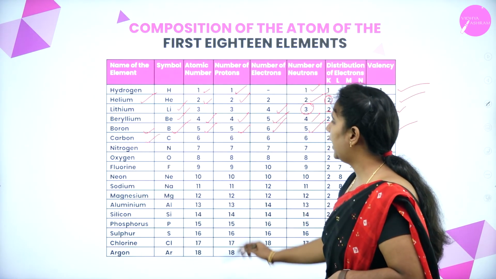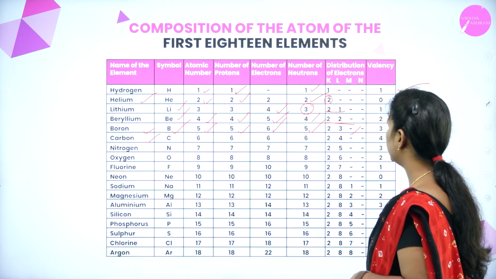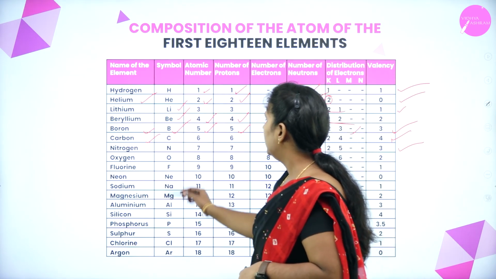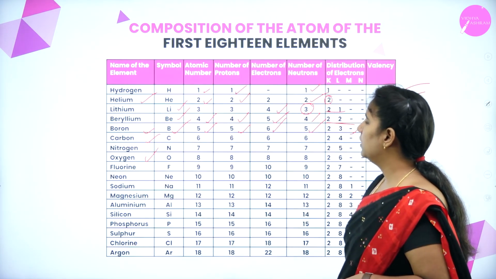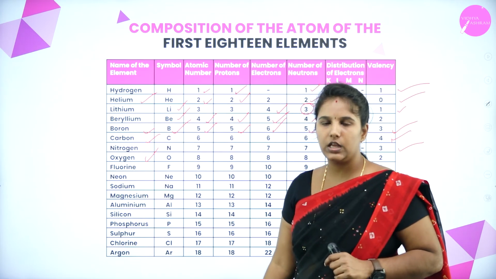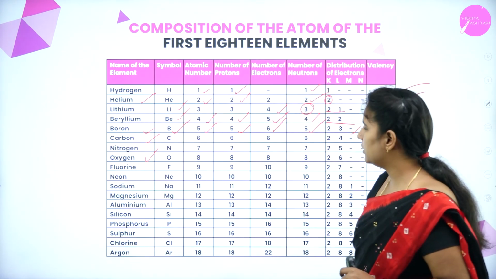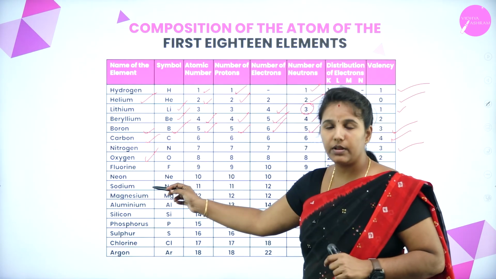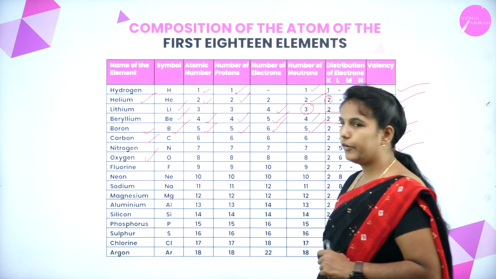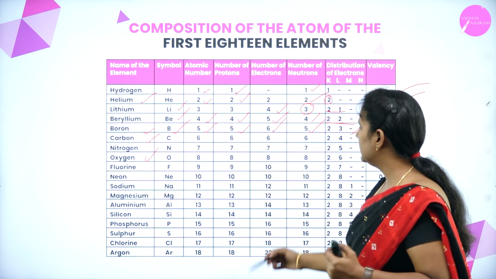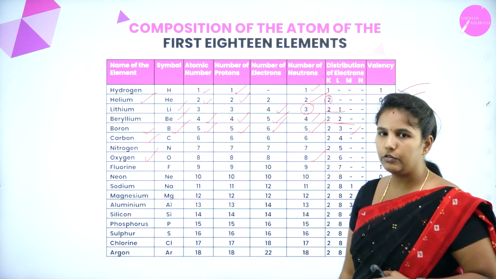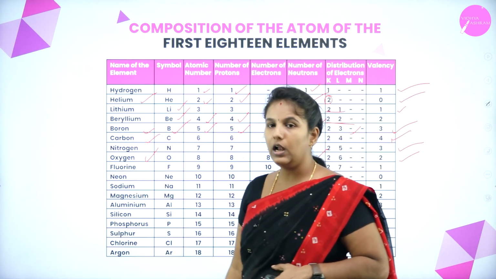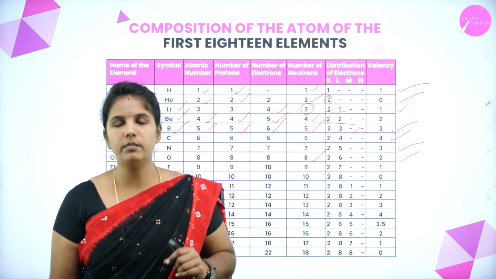Coming to carbon and nitrogen, just now we have discussed that the valency of carbon and nitrogen will be 4 and 3. Okay. Coming to oxygen, we represent the symbol as O, and the atomic number will be 8, the number of protons will be 8, and the number of neutrons will be 8. How we distribute the electrons into each shell matters, and hence the valency will become 2.